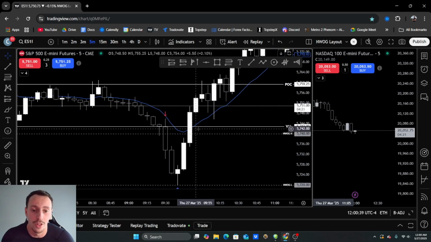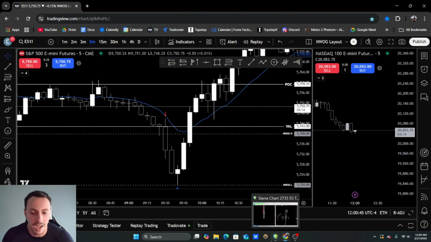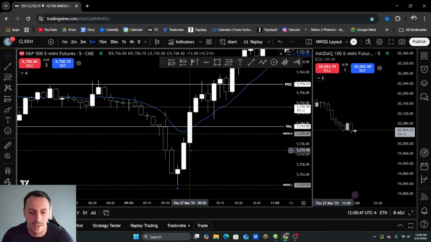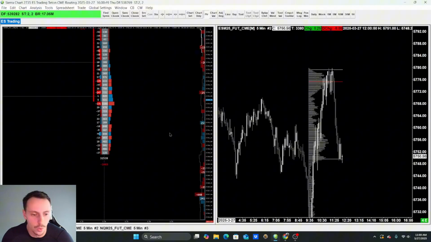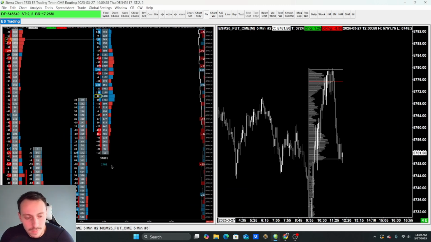Now we had another play right here. So this is a value low slingshot to the upside. I'll show you guys just for a teaching example here. So this was at 950. So we go on the order flow here. We'll see the 950 candle was right here. So this is an example of a bullish slingshot.